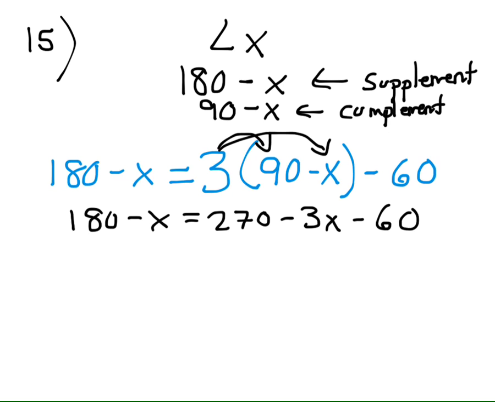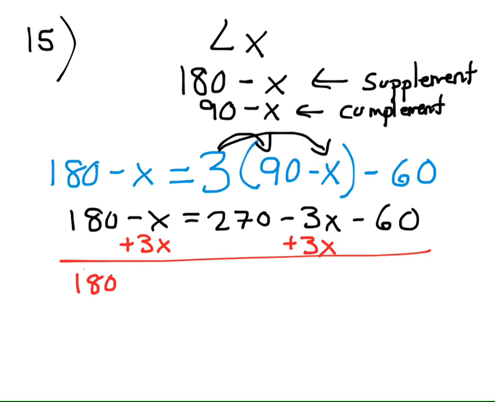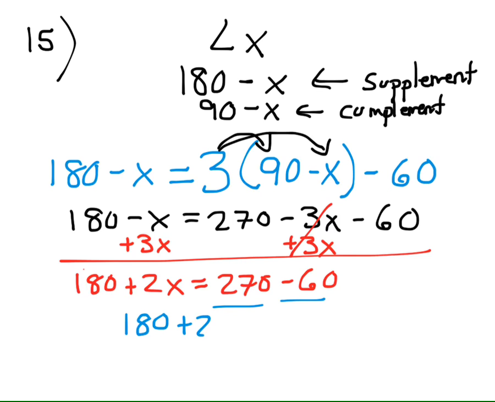I'm going to get my like terms together. So I'm going to move the minus 3x to the other side by adding it. One's to the left, one's to the right. I still have 180 over here. Negative 1x plus 3x is going to give me positive 2x. I still have the 270. That's gone. I still have the minus 60. I have like terms there. I go ahead and combine. 180 plus 2x equals 210.